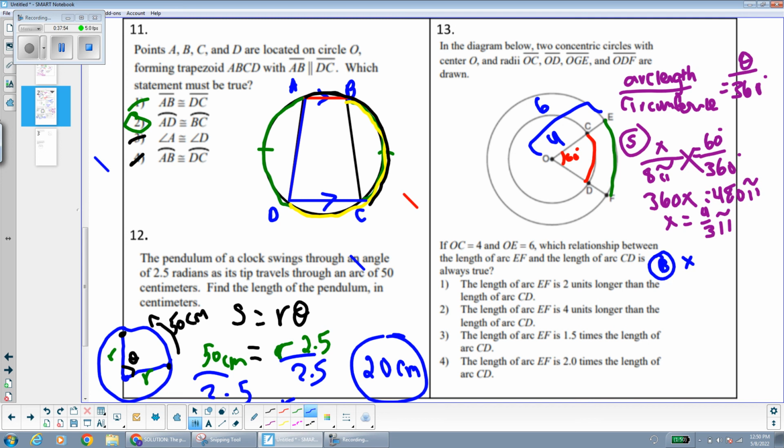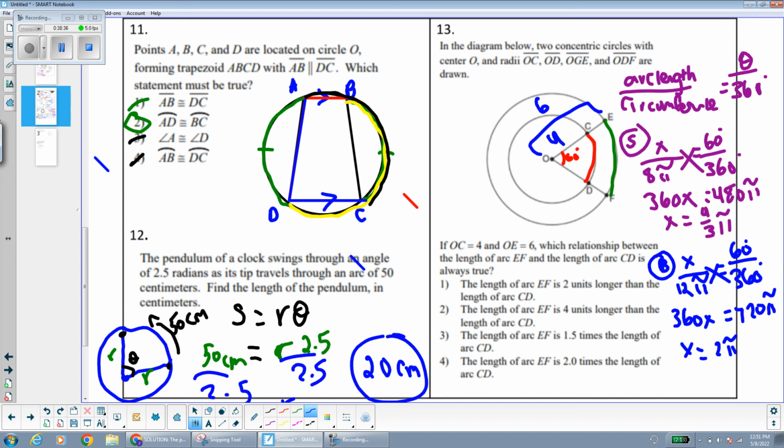Now I'm just going to do it for the bigger circle as well. So once again, arc length, I don't know, over circumference. Well, the radius of the bigger circle we know is 6, so the diameter would be 6 times 2, that's 12. So that would be 12 pi is equal to 60 degrees, that's the random angle I made up, over 360. Cross multiplying, we have 360x is equal to 60 times 12, which is 720 pi. Dividing both sides by 360, I have that x is equal to 2 pi.